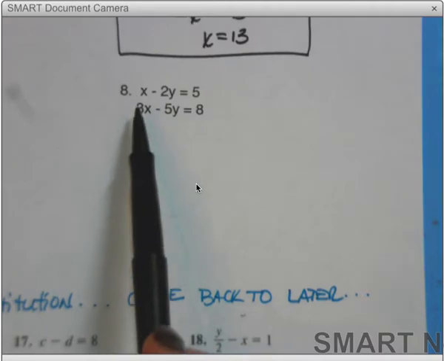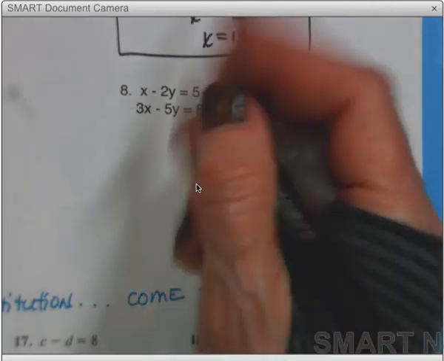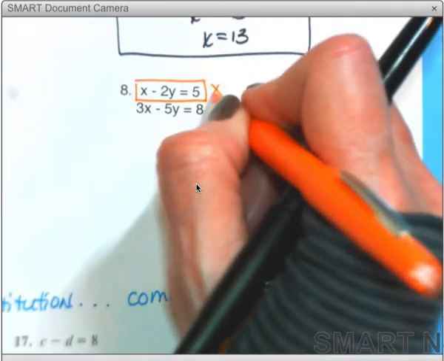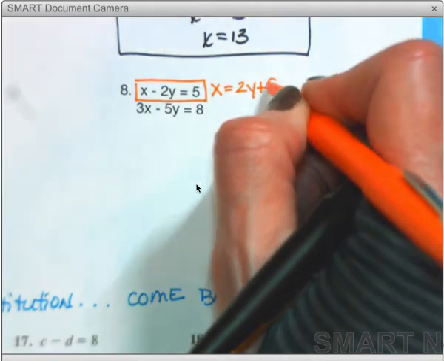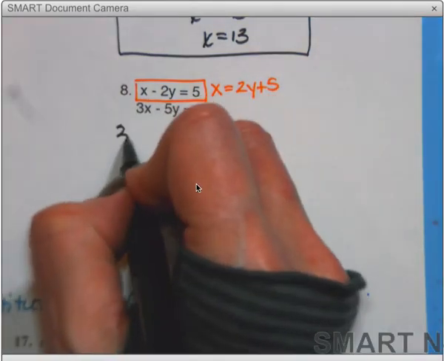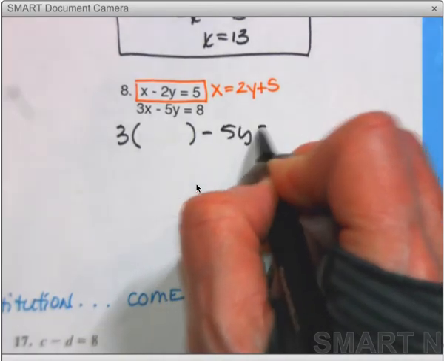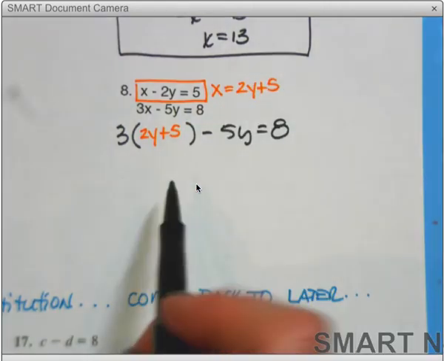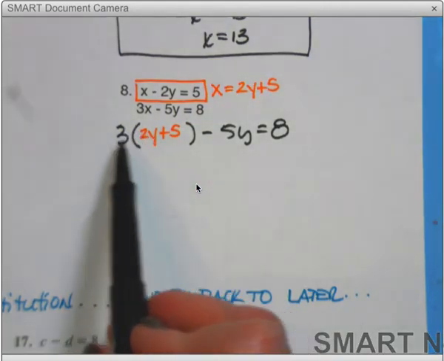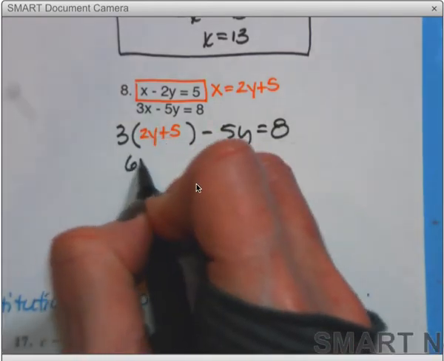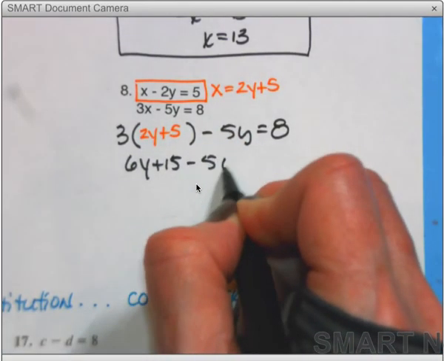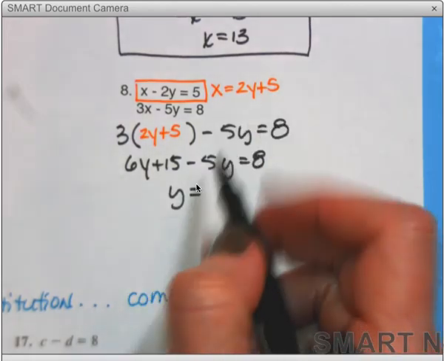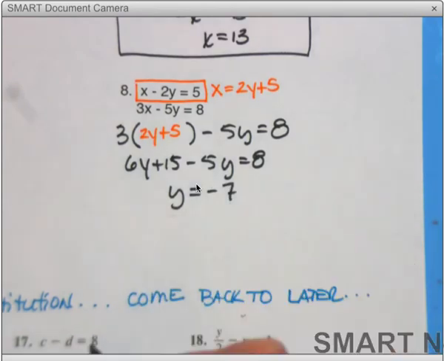And so analyzing here, the only logical thing to do would be to isolate the x in the first equation. So here x is going to equal 2y plus 5. And then I'm going to take that to the second equation, and I'm going to slip in 2y plus 5. So now I have an equation in a single variable. I'm going to solve this for y. And then that's going to tell me that y equals -7. So y is -7.